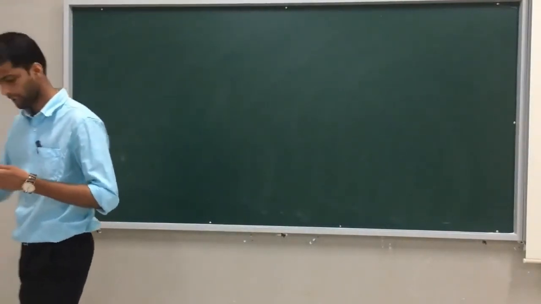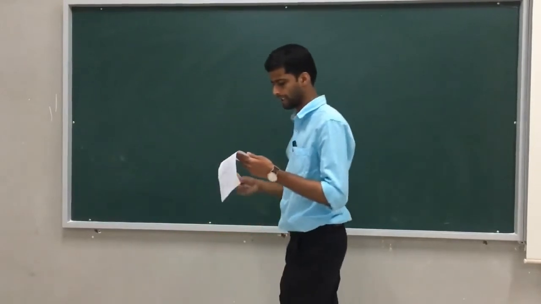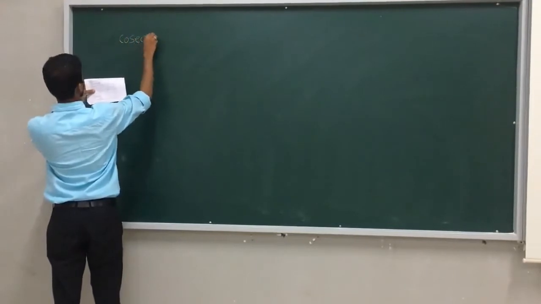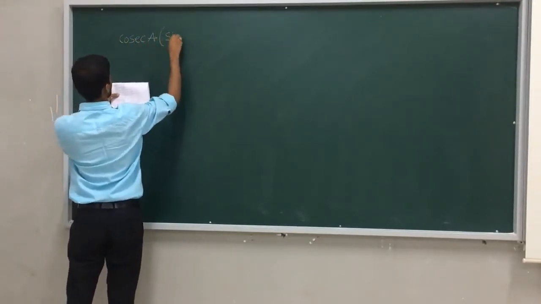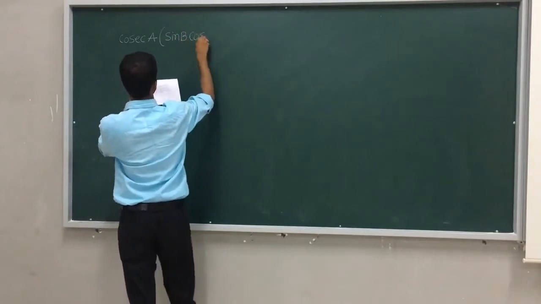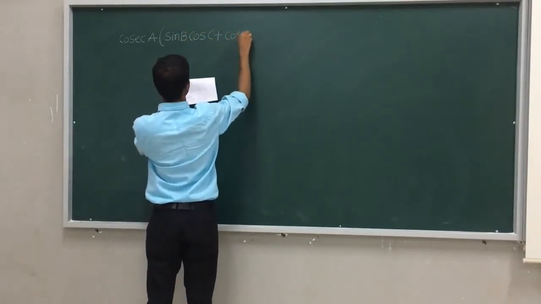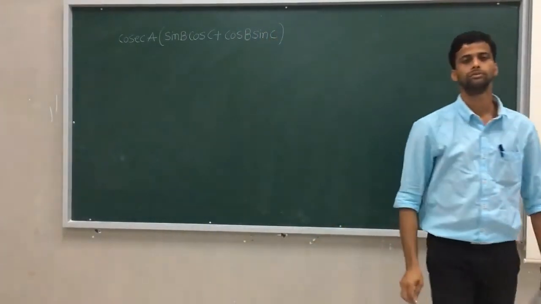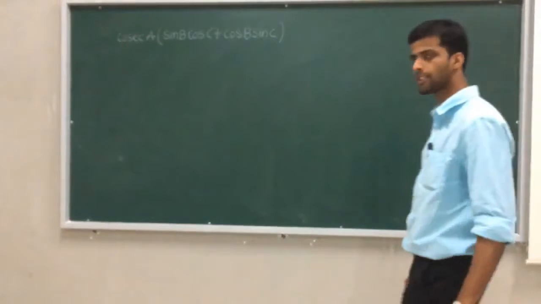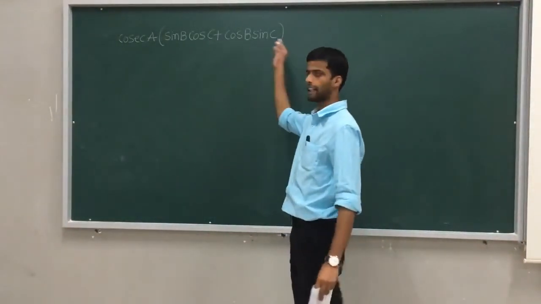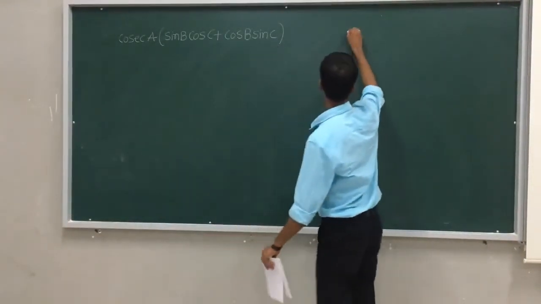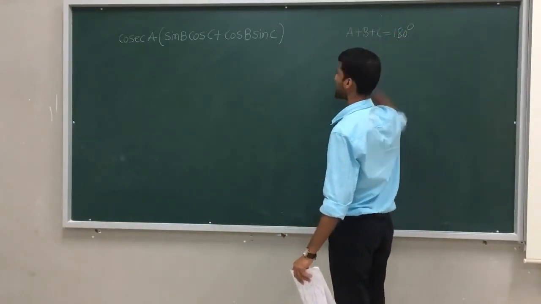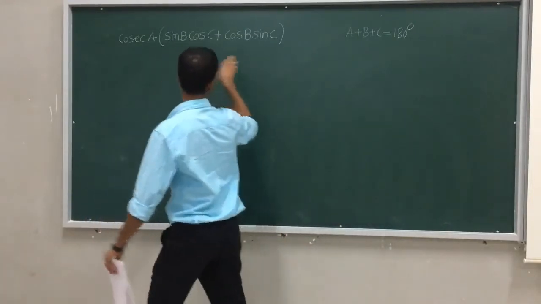What we have in the next question is, in a triangle ABC, they have given cosec A times (sin B cos C plus cos B sin C) equals. They have told us it is a triangle, so they have taken the angles A, B, C. So we all know that A plus B plus C sums to 180 degree in a triangle. So what can we do with this particular data?